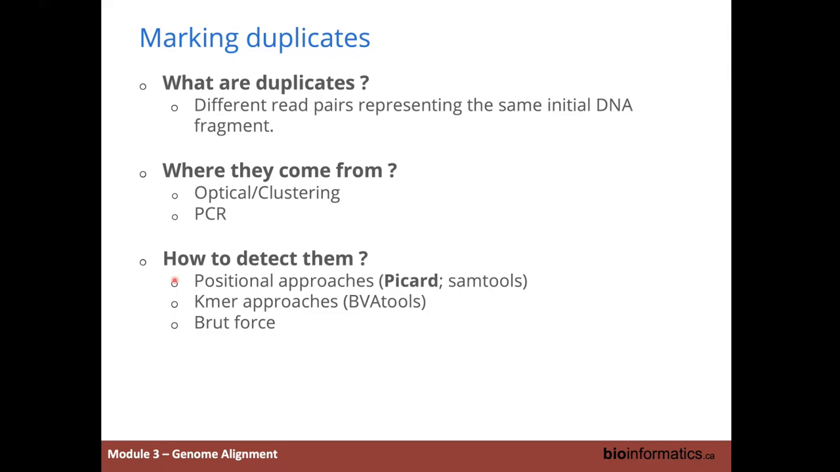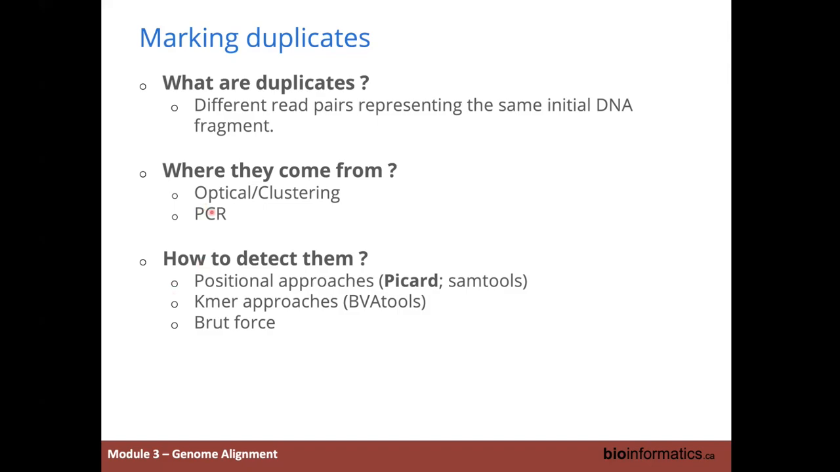So you don't want to have one fragment that is represented 20 times. Otherwise, if there's an error at the beginning when you create this fragment, you will see the same error 20 times, and it will appear as a variant, or another representation of an error. So you want one biological fragment to give one read. That's the idea of duplicate removal: to look for this duplication of data and try to remove it.